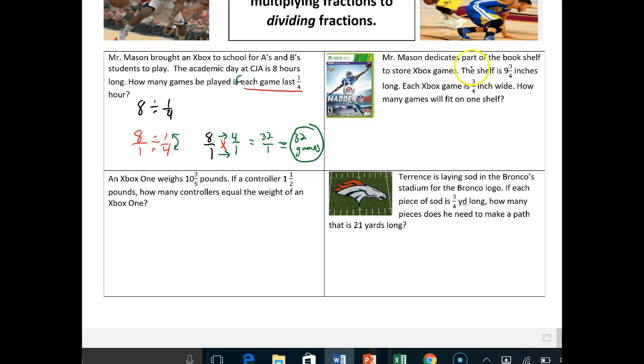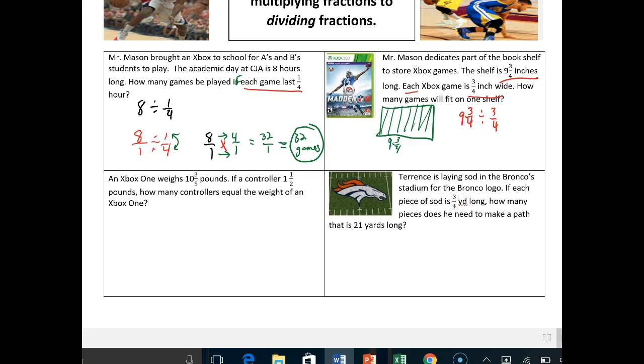Mr. Mason dedicates part of the bookshelf to store Xbox games. The shelf is 9 3/4 inches long. Each Xbox game is 3/4 inches wide, right? They're kind of narrow, thin. How many games will fit on one shelf? So again, I have this bookcase right here, right? And here's the shelf, and I'm saying, all right, how many Xbox games? This bookcase is 9 3/4 long. How many 3/4 can I fit in here on the shelf? So again, this is a division problem. 9 3/4 divided by 3/4.